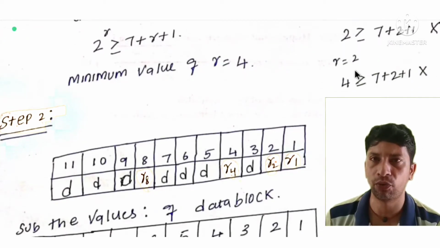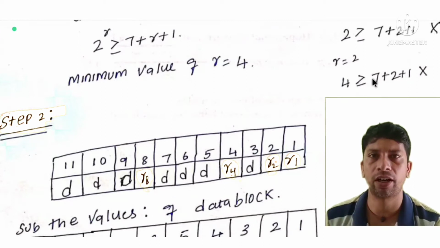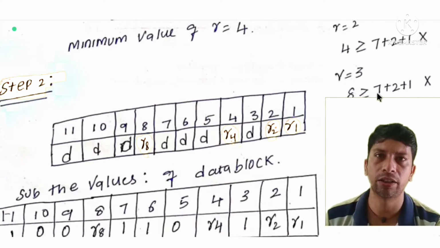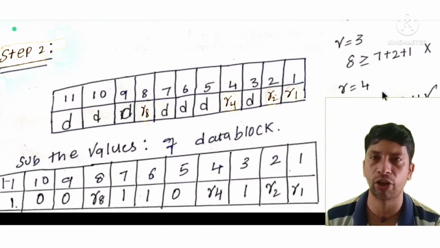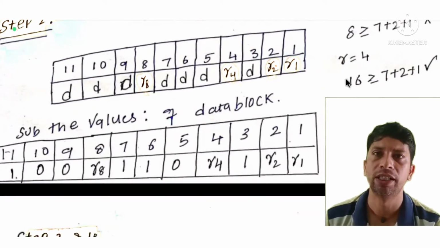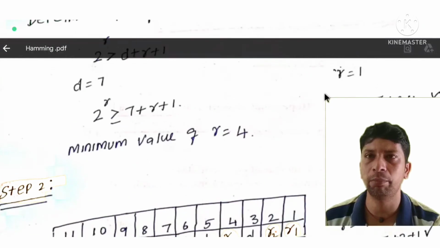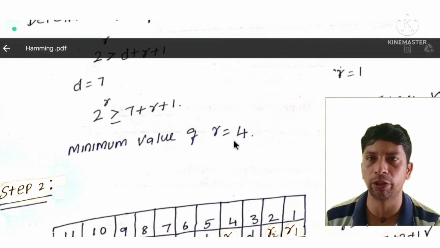Similarly, if I take r as 3, 8 is not greater than or equal to 7 plus 3 plus 1, hence this also cannot be taken. So when we come to r equal to 4, this can be taken. This is how we are going to find the value of redundant bits. So the number of redundant bits will be 4.